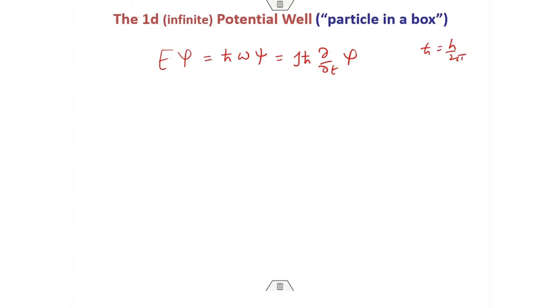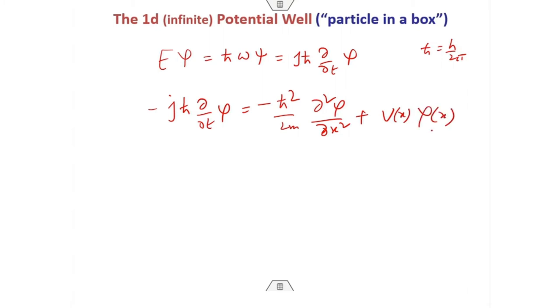So now the question is very simple, let me see how best I can do that, okay? I can write down this equation very simply, like this: minus j h cross del psi by del t is equal to h cross square by 2m del square psi by del x square plus V(x) psi(x). This is the 1D equation. So V(x) is basically the potential and psi(x) the wave function. Remember that. Psi is nothing but the wave function.